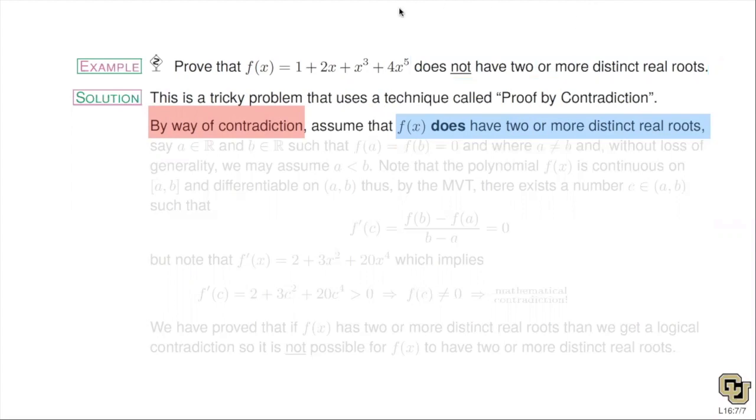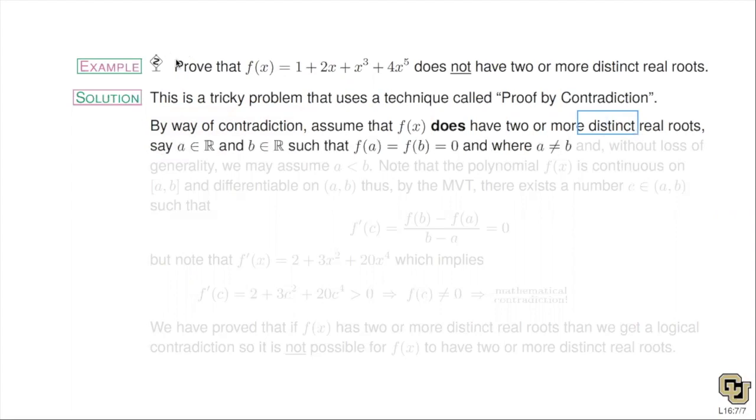Okay, so now let's do some math. I'm going to assume it has two distinct real roots. And when I say distinct, I mean they're different. So let's call them a and b. So I have a real number a and a real number b, such that they're roots. Remember, a root just makes the function equal to 0. A root is the same as an x-intercept. And I'm assuming here, because we need to assume they're distinct, that they're not equal.